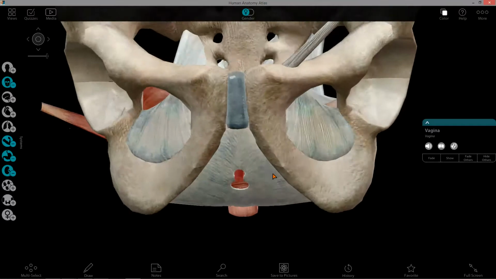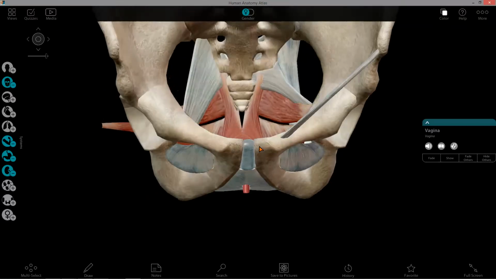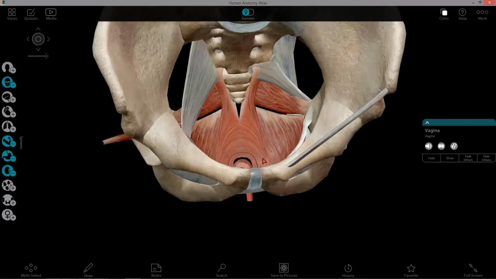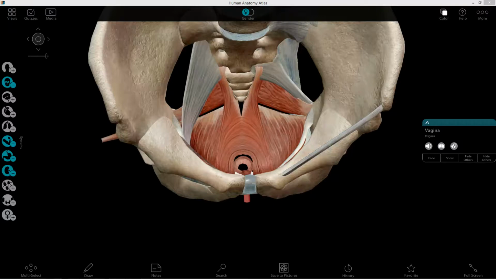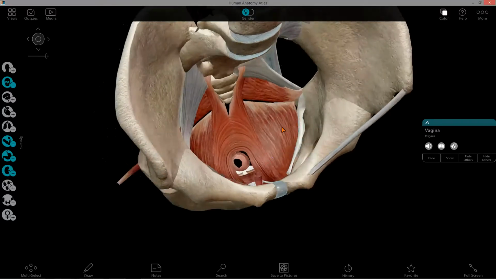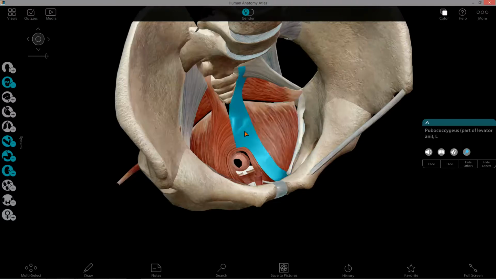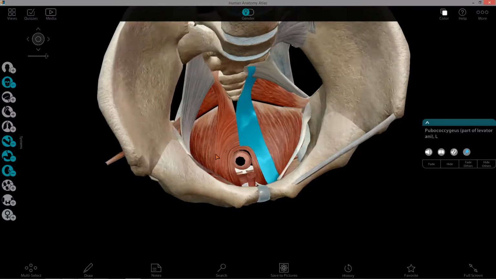Okay, now finally I want to show you the pelvic diaphragm, composed largely of the levator ani muscles. So the levator ani is actually two muscles: the pubococcygeus and the iliococcygeus, and some anatomists include something known as the puborectalis. They originate, so this is the iliococcygeus and this is the pubococcygeus, and they help form the floor of the diaphragm.